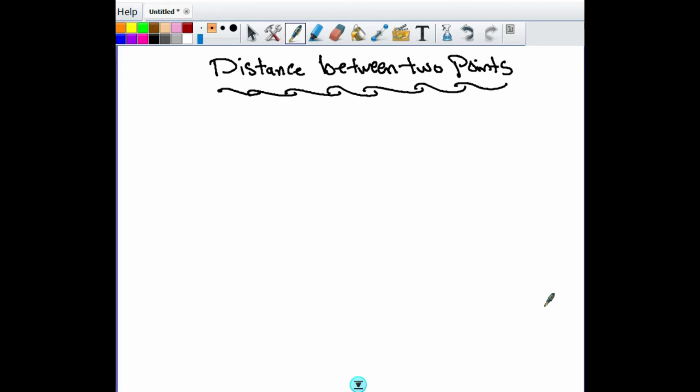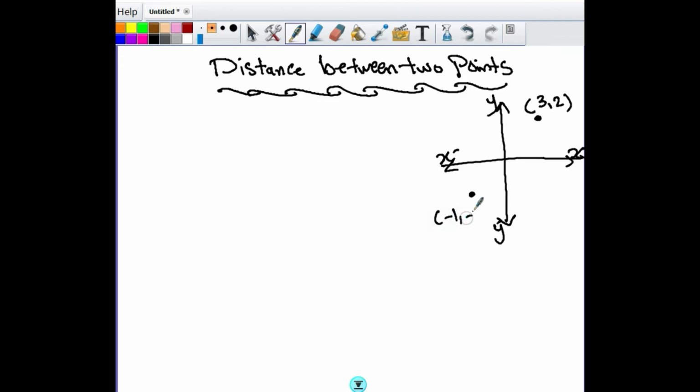Our lesson is talking about distance between 2 points. How to find it if I have 2 points inside the coordinate. We have 2 coordinates x and y and x dash, y dash. How to find the distance between 2 points? If we have here a point 3 and 2, and we have another point here, -1 and -3, how to find the length between these 2 points?